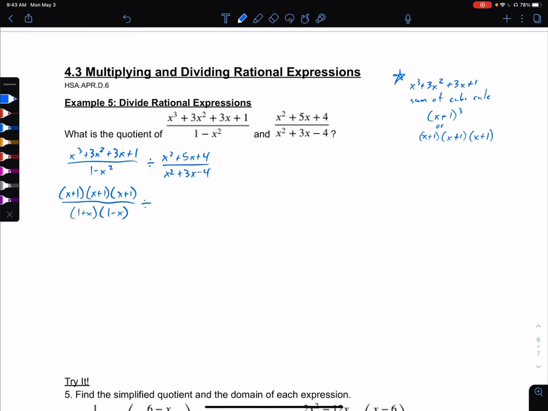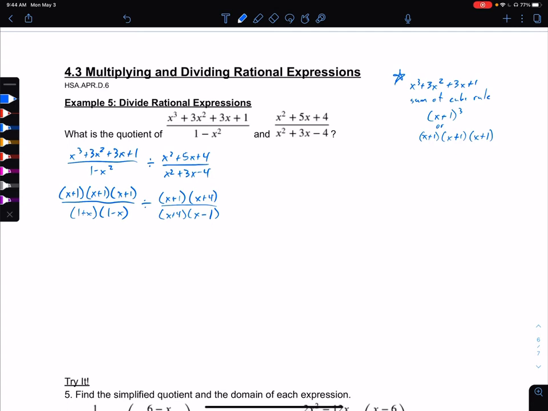And now I need to use my factor sum method. I need factors of 4 that add up to 5. That's pretty easy. x plus 1, x plus 4. Not a lot of stress there, which is nice. And then x squared plus 3x minus 4. Same thing, factor sum method. So we know we're going to have x plus and x minus, so we need the larger number to be positive. So this is going to be x plus 4 and x minus 1.